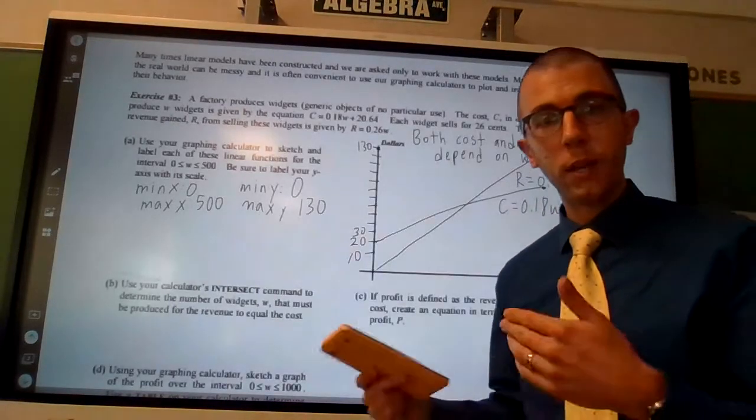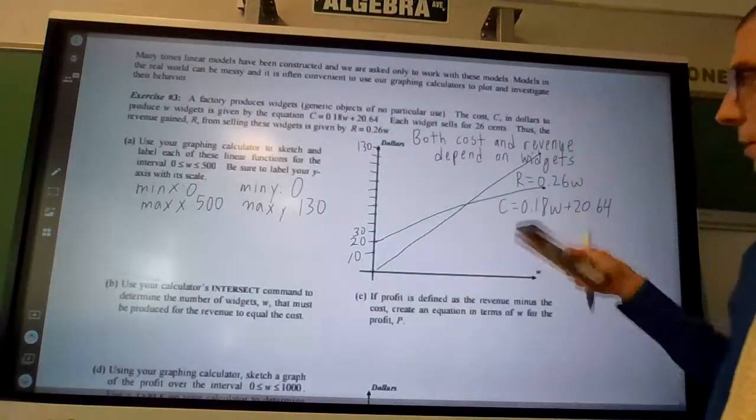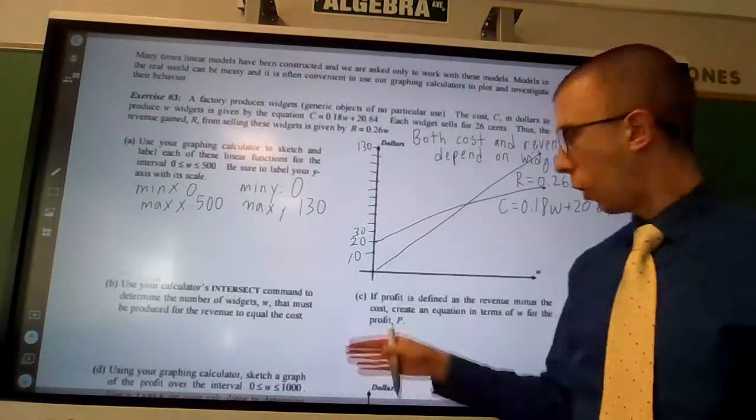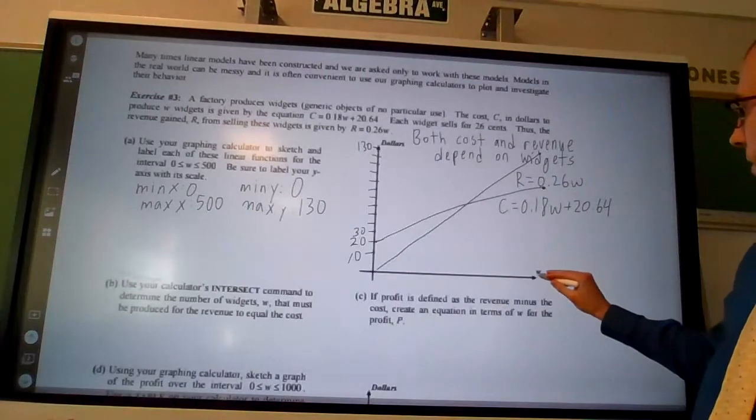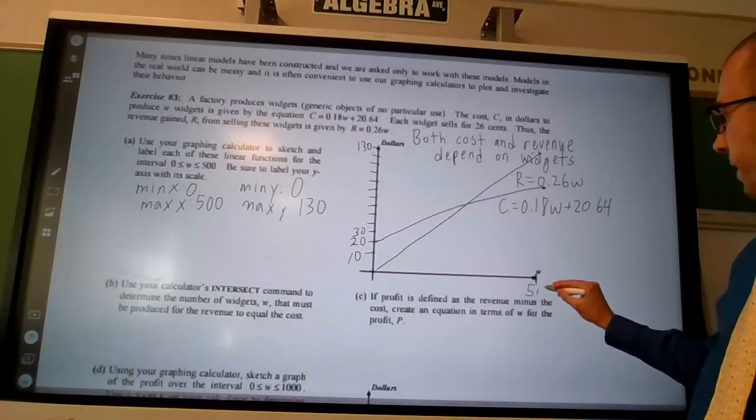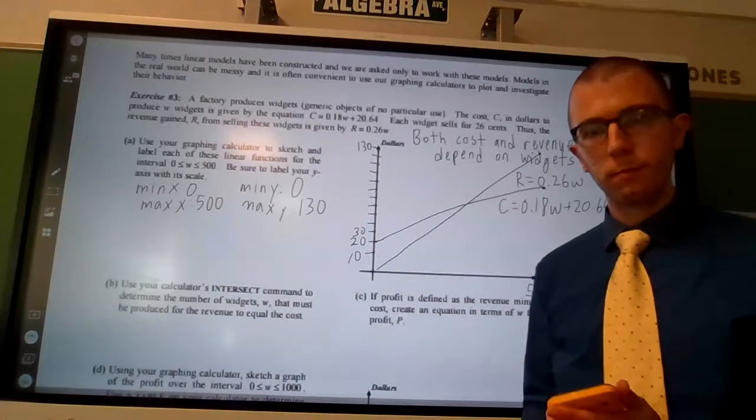Okay, so that is our sketch. And we labeled each of our linear functions over this interval from 0 to 500. Maybe let's just label 500 here too. Okay.